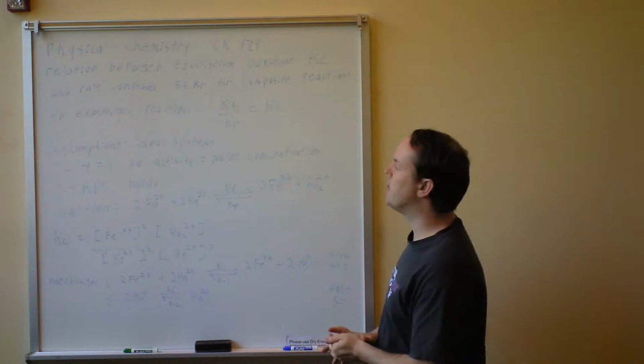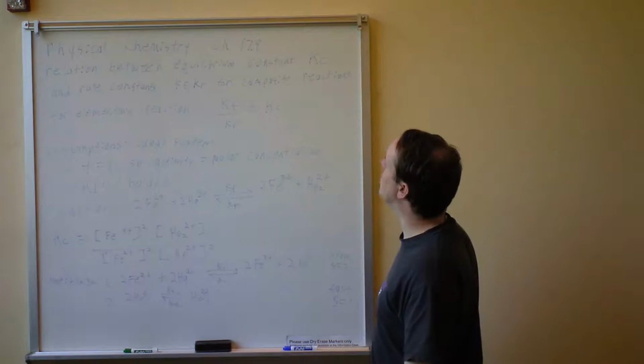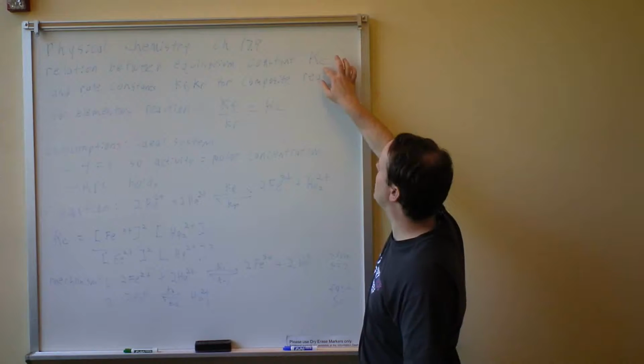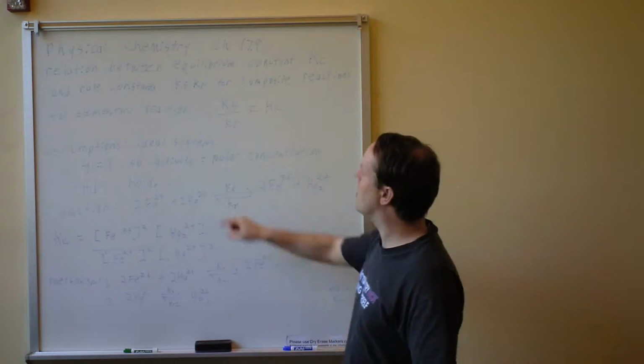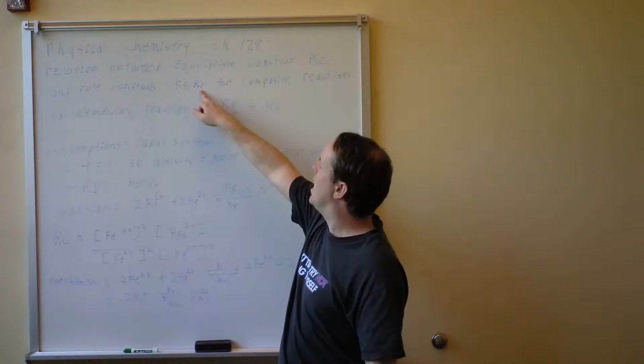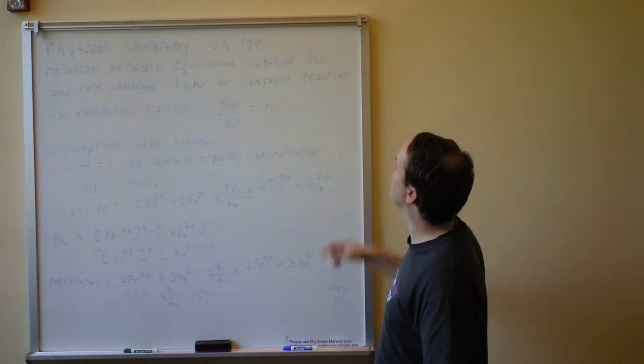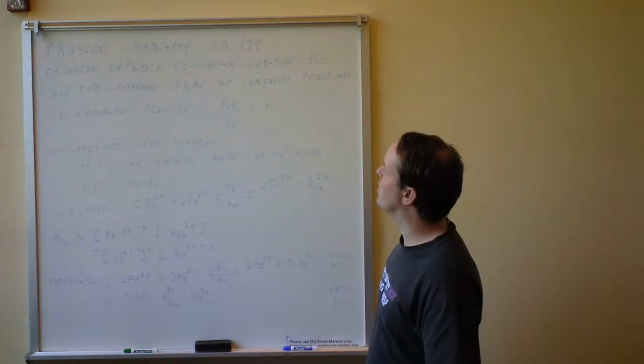This is Physical Chemistry, Chapter 17. We're starting Section 9 now. In Section 9, we're going to talk about the relationship between the equilibrium constant, capital K subscript C, and the rate constants, lowercase k subscript f for the forward rate constant, and lowercase k subscript r for the reverse rate constant, and for composite reactions.